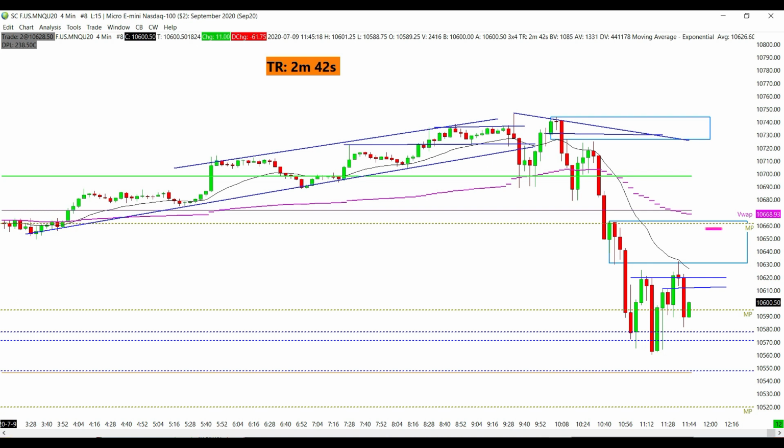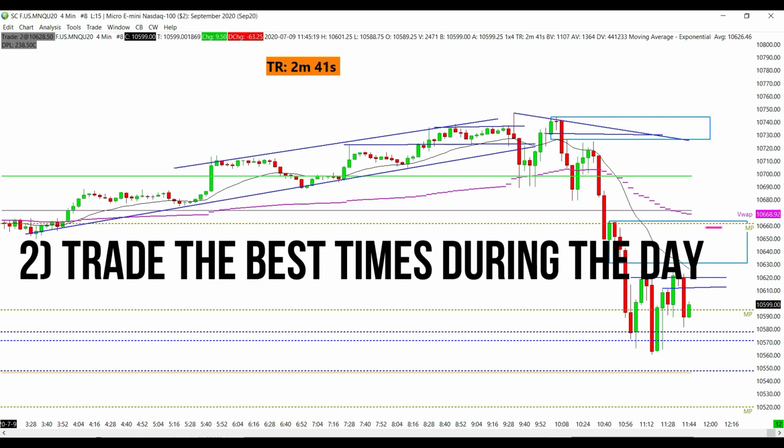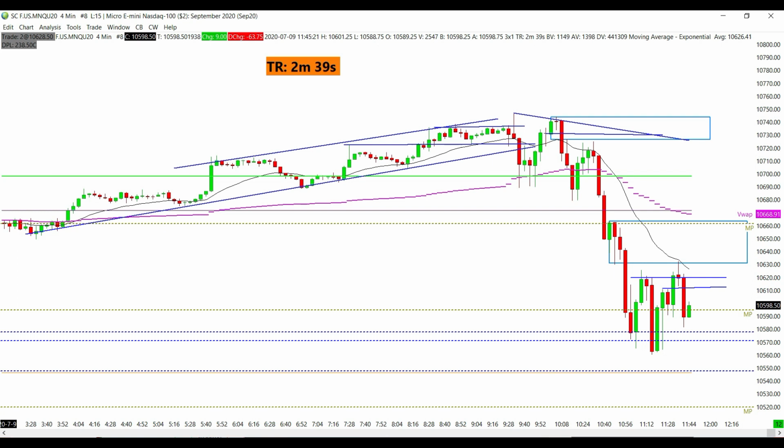Number two, trade the best times during the day. If you're day trading like me, you have to trade during the best times. I trade the New York session. The Nasdaq opens around 9:30 a.m. Eastern time, and when the market opens, a lot of volume comes into the market, and that's what we need. As you know, when we're trading, guys, we need a lot of volume.